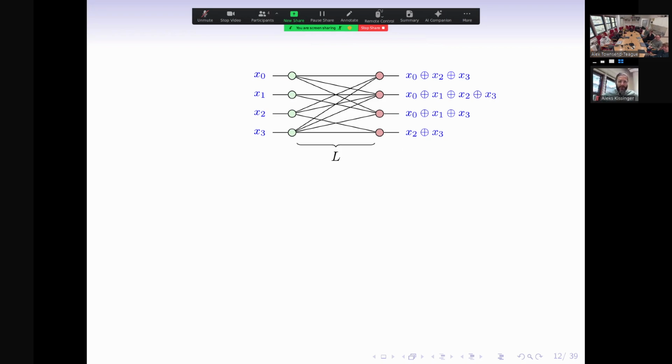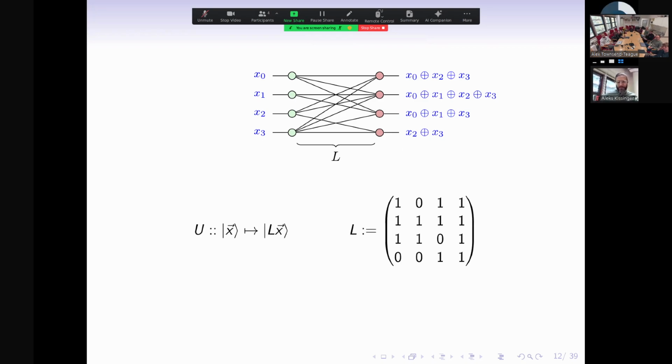These normal forms, you can just write as a parity matrix like this. And this is really just describing what the unitary does to the computational basis states. So this is what I said before.